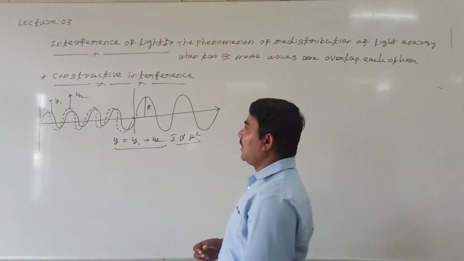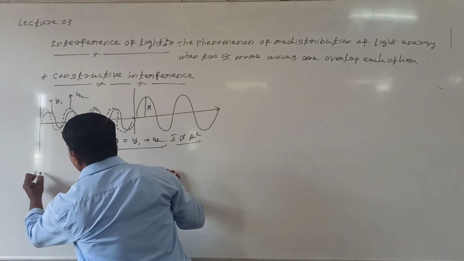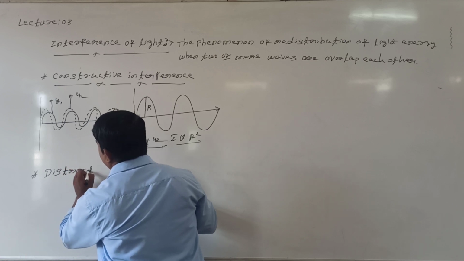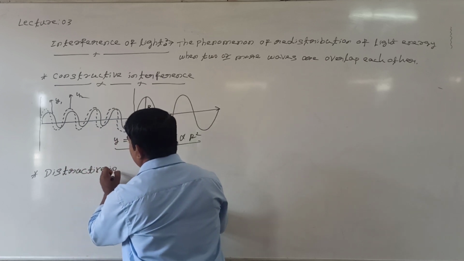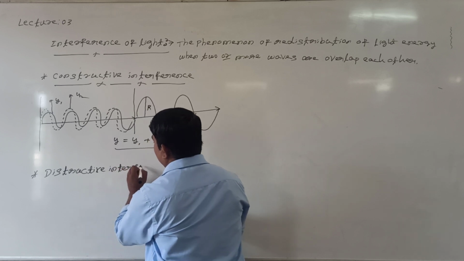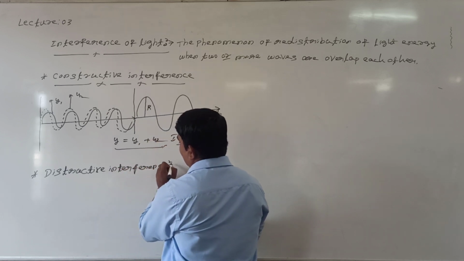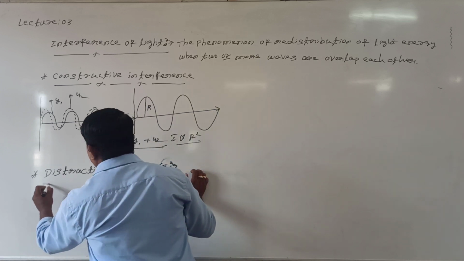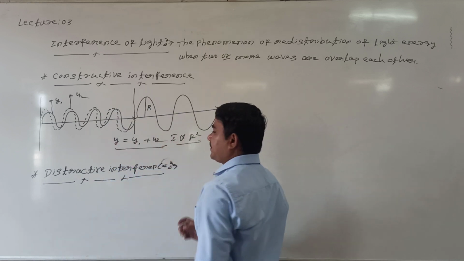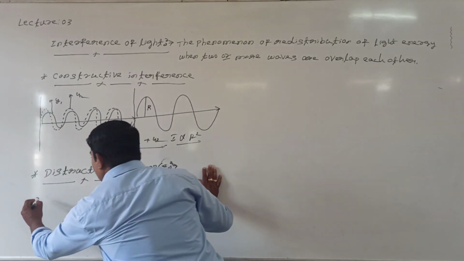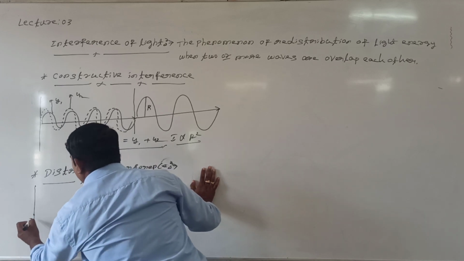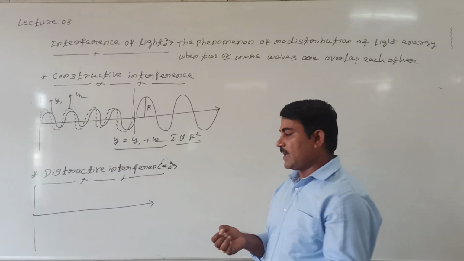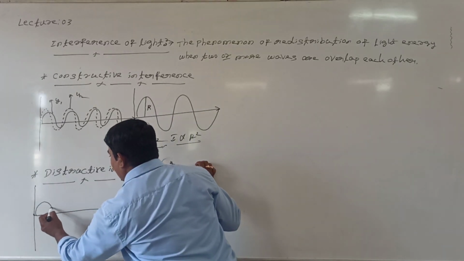See here. Then I can define one more type of interference that we call destructive interference. Destructive interference of light. See here. Again, I can take this as a linear source of light. From this linear source of light, consider the wave going like this. Then how can the waves be emitted? Like this, a wave can be emitted from this point.